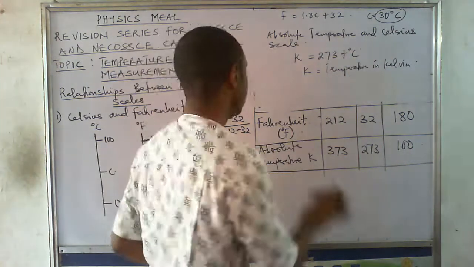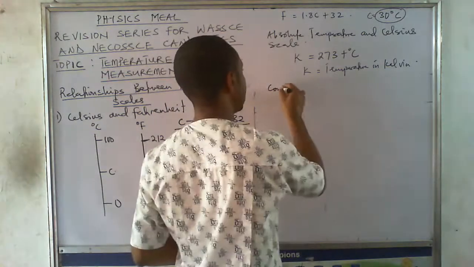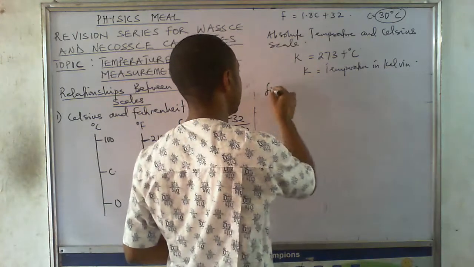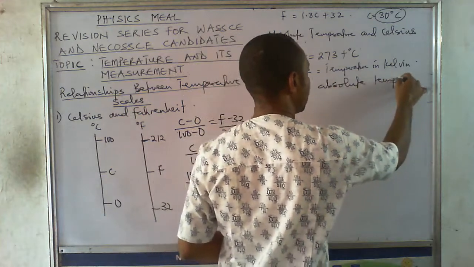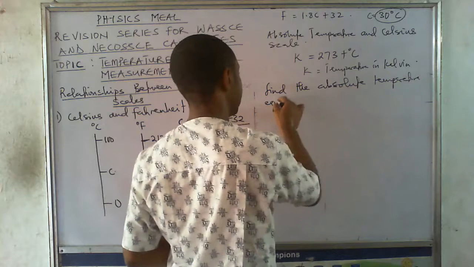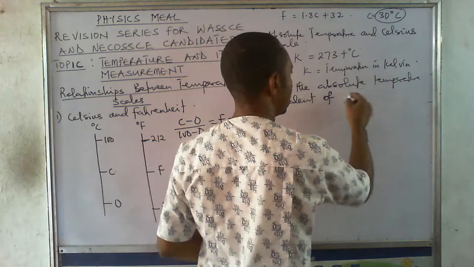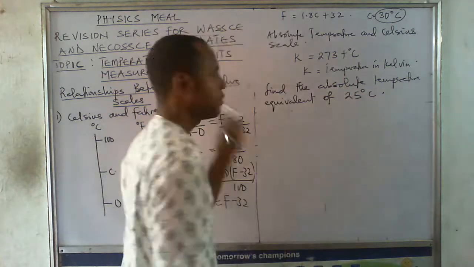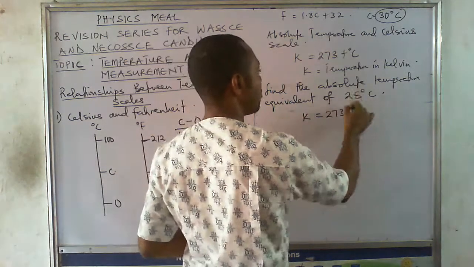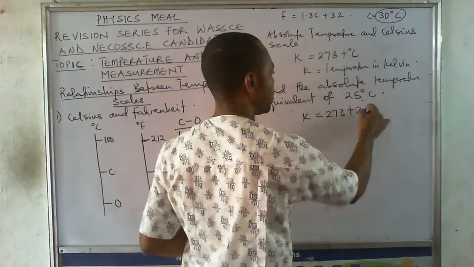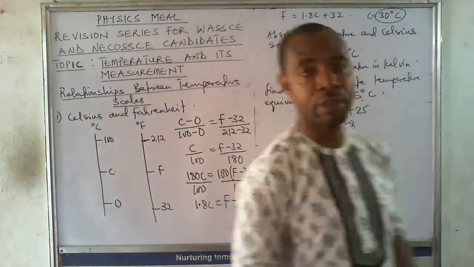Similarly, if they now say convert, or find the absolute temperature equivalent of, let's say, 25 degrees C. Very simple. We can do that. The absolute temperature equivalent K will be 273 plus what is C now, this, plus 25. That will give us 298. Beautiful enough.